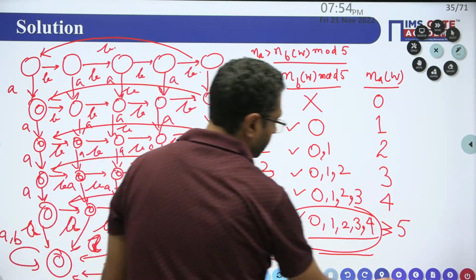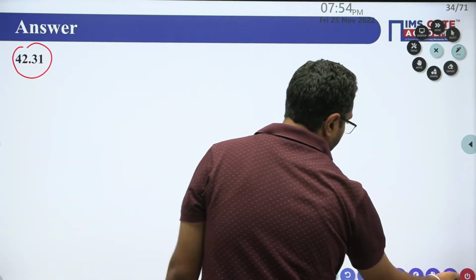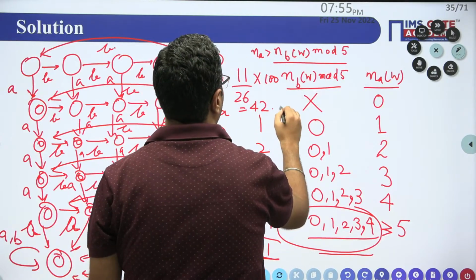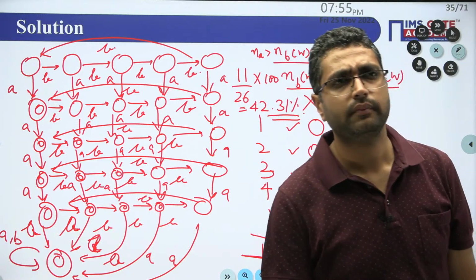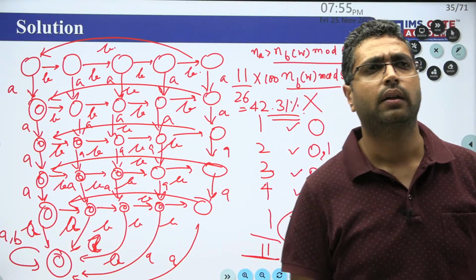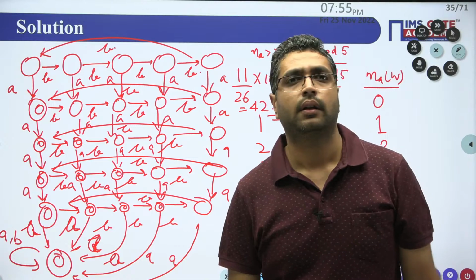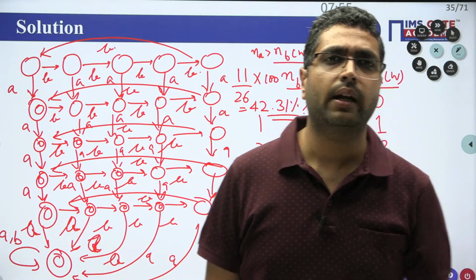What was the number? I forgot. What was the number? 42.7. You can calculate that. Is it okay? Right? Yes, Kundan, 26 is required. Are you convinced now?